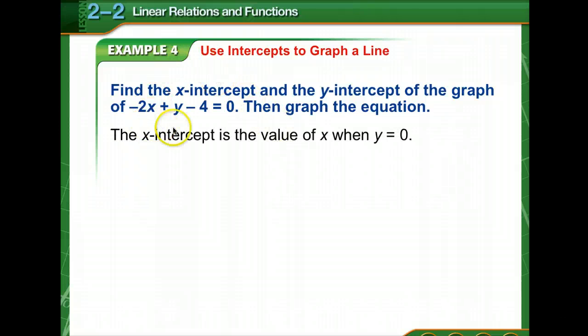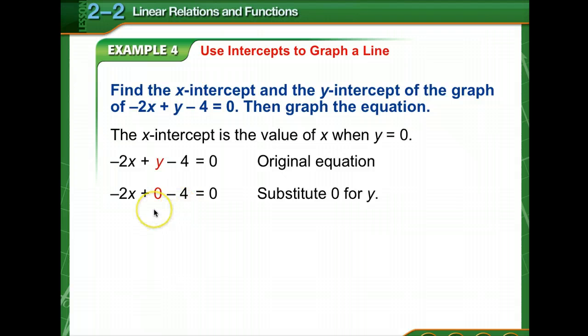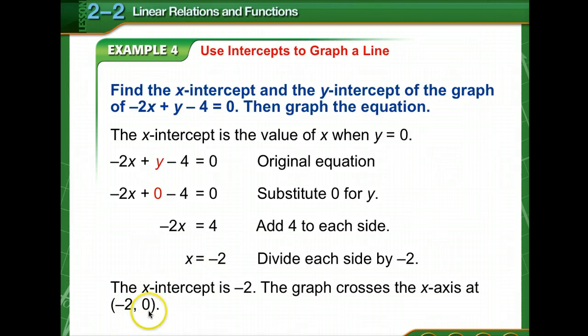Well, the x-intercept is the value of x when y is equal to 0. So in essence, we're going to put a 0 here for y to get rid of it so we can find out and solve for x. That's sort of eliminating a variable, right? So in place of y, we're putting a 0, and then now we're going to solve. We add 4 to both sides, so we have negative 2x equal to 4. So x is equal to negative 2. So when y is 0, x is negative 2. So we can rewrite that as negative 2, 0. So we know that the graph is going to cross this x-axis at negative 2, 0.